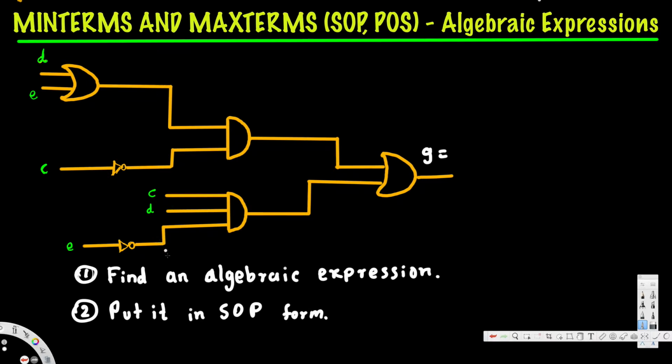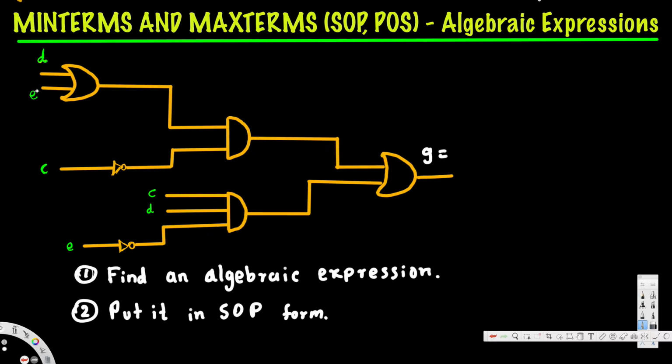Let's look at this problem right here. This question is asking to find an algebraic expression and also put it in sum of product form. The algebraic expression is the final output of this given circuit in terms of C, D, E. Now let's look at this one.